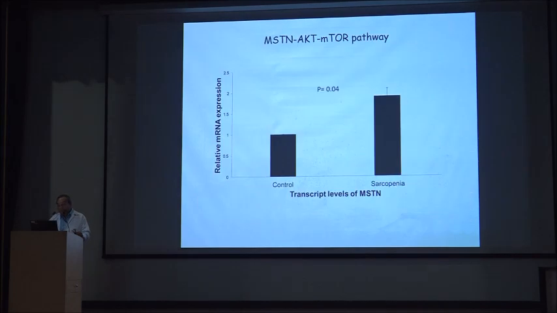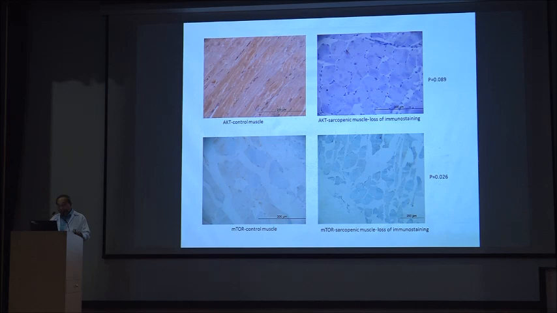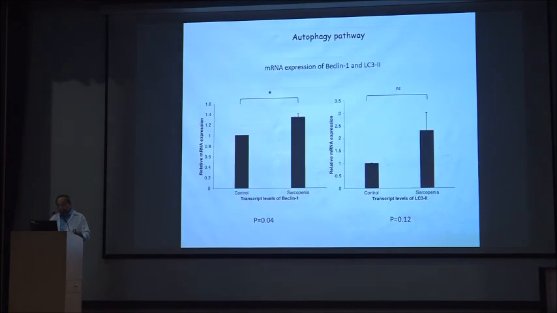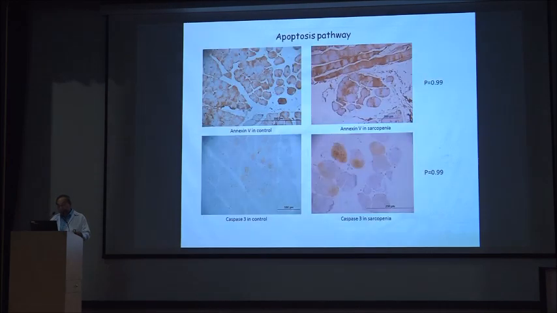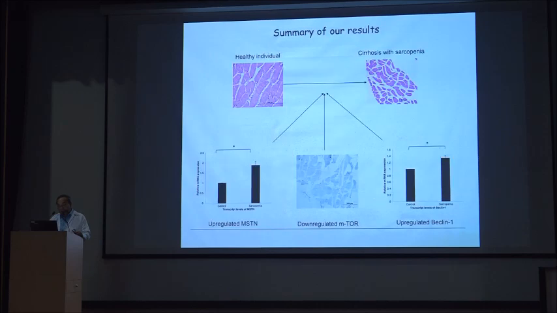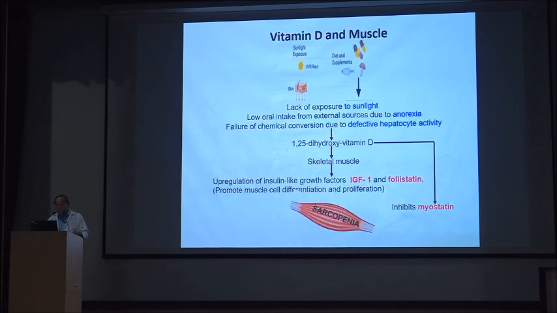This is again transcription level of MSTN, which is increased in cirrhosis, same slide, and mRNA expression of beclin 1 and LC3 was increased, and as far as apoptosis pathway is concerned, there is no change. So in summary, what we can say is that there is upregulated MSTN, downregulated mTOR, and upregulated beclin. So autophagy is upregulated, and there is no change in ubiquitin proteasome pathway.